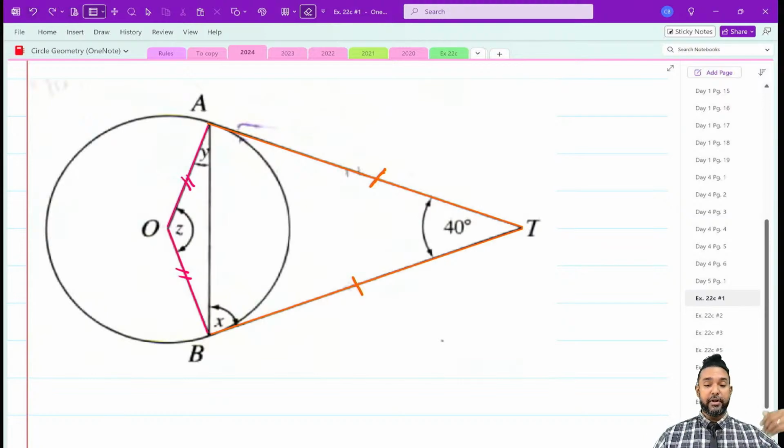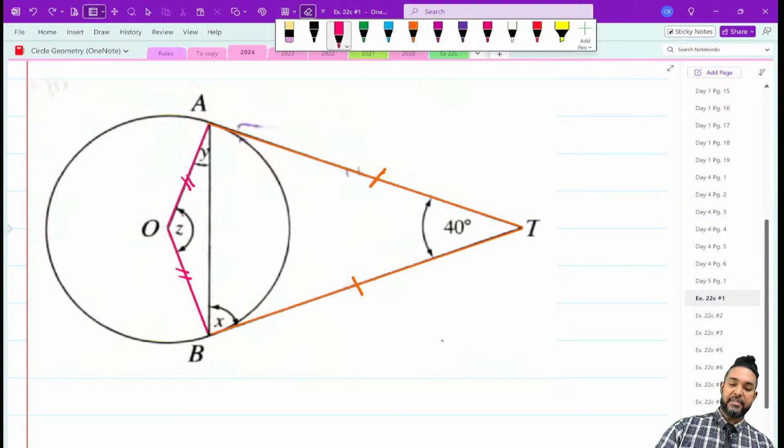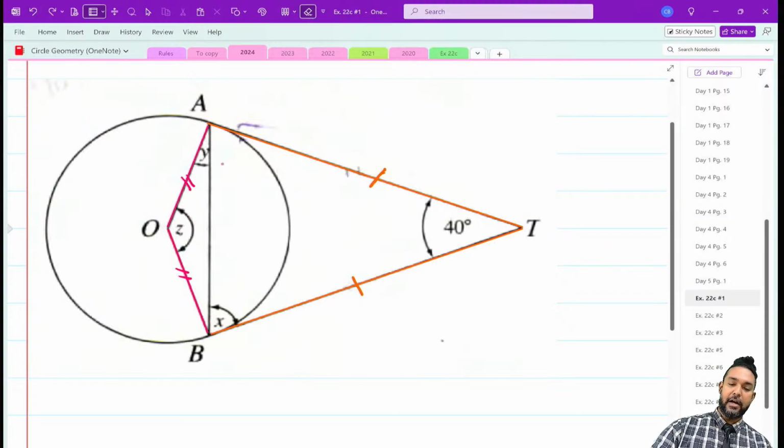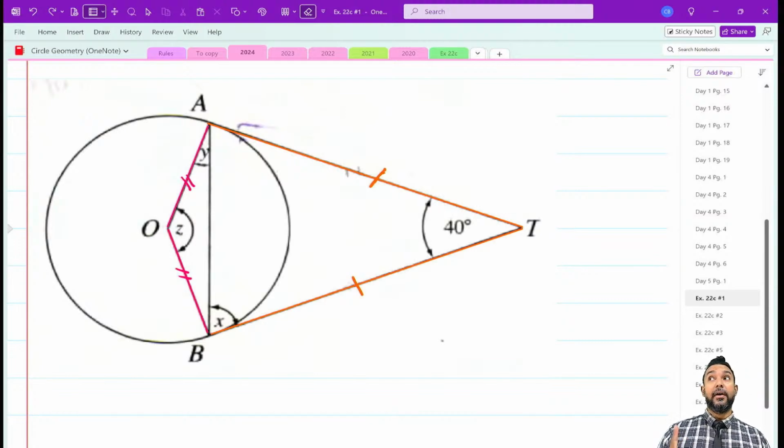Z is 140, very good, right? And now, if we have Z, we could also find Y, because angle Z and angle Y are supplementary. Very good. Angle Z and angle Y exist in the same triangle, not so? What's the sum of the angles in a triangle? 180. So if we have this as 140, how would we find angle Y? 180 minus 40 divided by 2, because this angle down here is also going to be equal to Y.